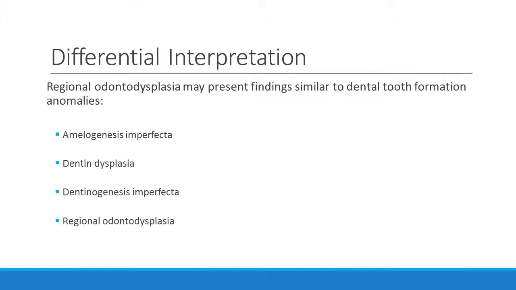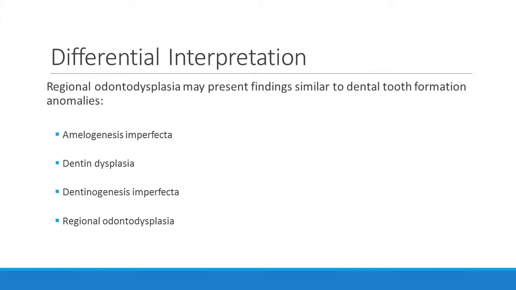Differential interpretation. Regional odontodysplasia may present findings similar to dental tooth formation anomalies such as amelogenesis imperfecta, dentin dysplasia, and dentogenesis imperfecta. With amelogenesis imperfecta, patients have thin or absent enamel, which will cause a decreased radiopacity. It will also cause the teeth to have a characteristic yellow-brown color and open contacts. These characteristics are similar to RO, however only the enamel is affected and the dentin and pulp chambers are generally normal.